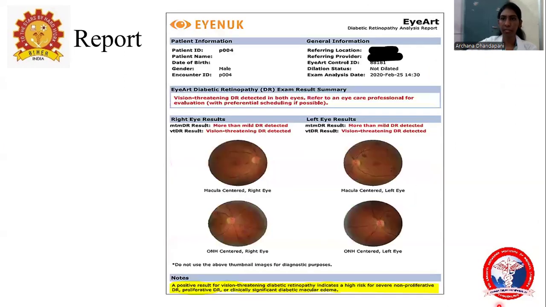to the eye center. So this is how the report will be, and in the end it will give a report whether it is a diseased retina or a non-diseased one. So in this you can see a positive result for vision-threatening diabetic retinopathy indicates a high risk for severe non-proliferative DR, proliferative DR, or it could be clinically significant diabetic macular edema. So this patient should go to the eye clinic or a tertiary eye care center where they are more precisely examined, or even OCT or FFA can be taken for those patients.